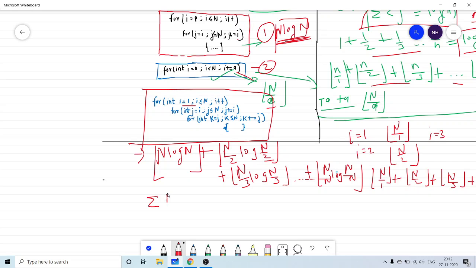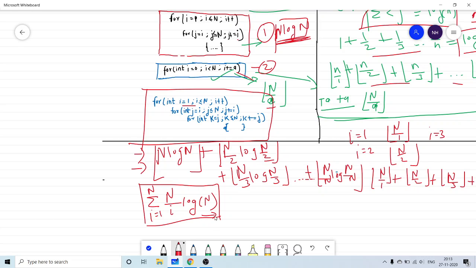So it will be summation n by i log n. Basically this is less than this, i is equal to 1 to n. Okay, so this equation is still less than this. Sorry, it is greater than this. Whatever bound we calculate, the above equation's bound will still be less than or equal to this bound. So we will just calculate this bound.